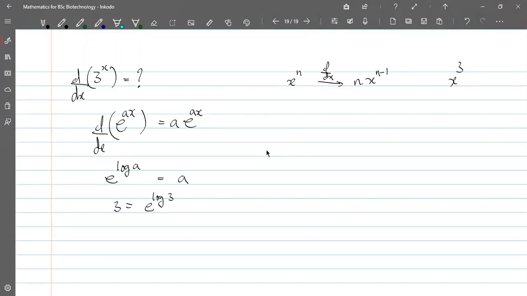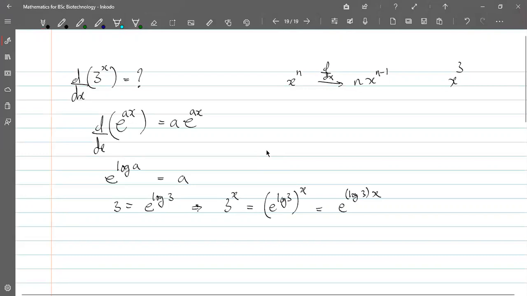How does that help? Now what is 3 power x? It is e to the power of log 3, whole to the power of x. But a to the b whole to the power c is a to the bc. So this is e to the power of log 3 times x. And now you can see that we have the same thing here with a equal to log 3.